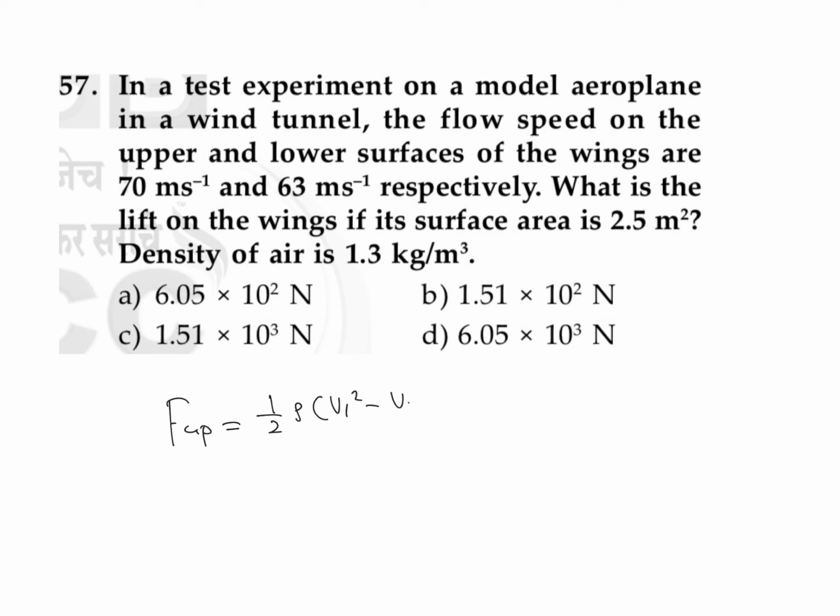v1 square minus v2 square into area. So we can substitute this value over here. This is half into density of air is given as 1.3 and velocity on the upper surface is given as nothing but 70. So it is 70 square minus velocity on the lower surface, that is 63 square, into area.